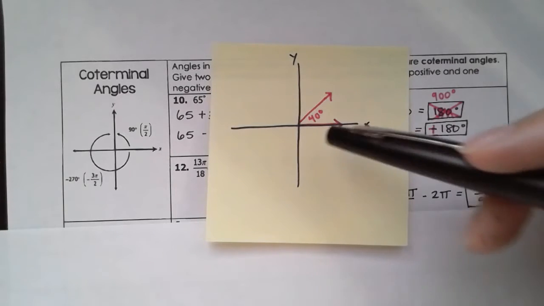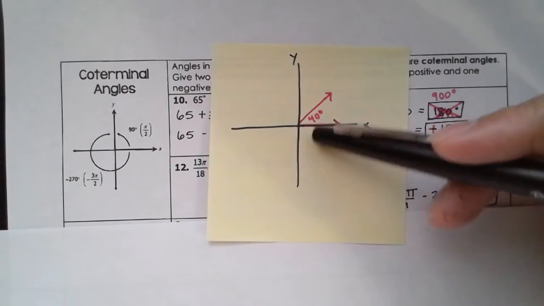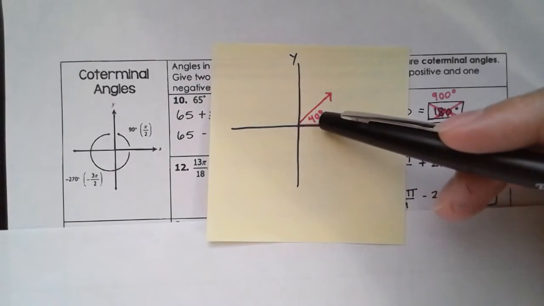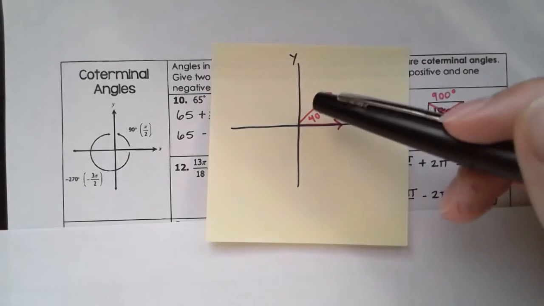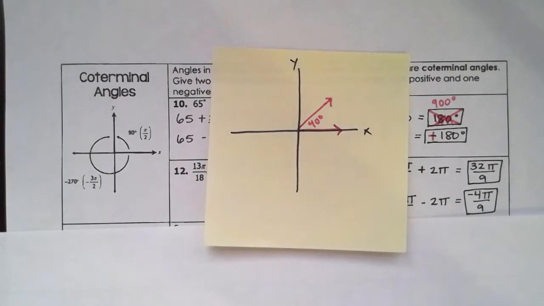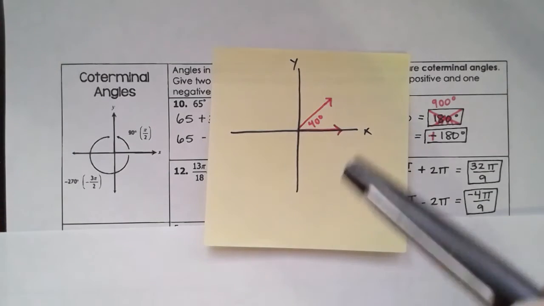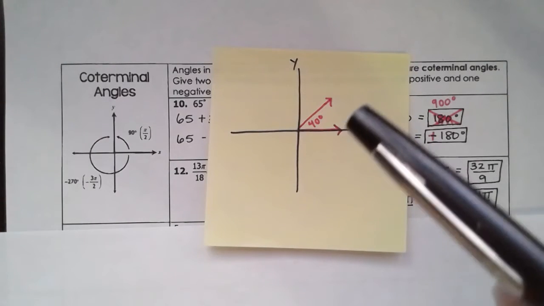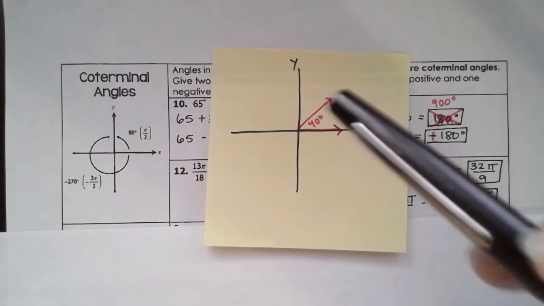You can also subtract 360 degrees. If you go clockwise, you'll see that the resulting angle looks very similar. So that's all a coterminal angle is. You add or subtract 360 from the given angle.